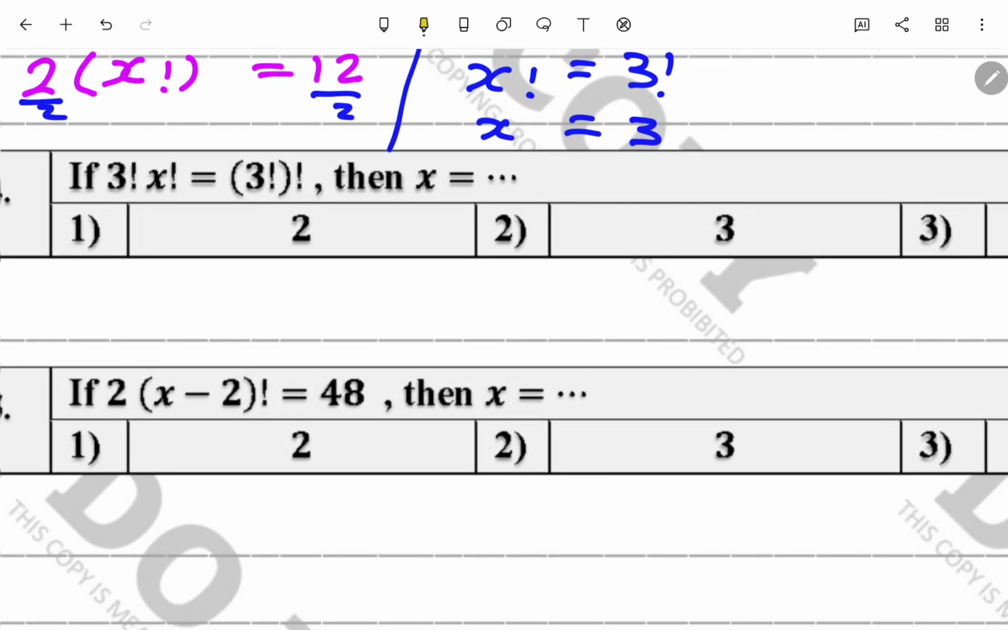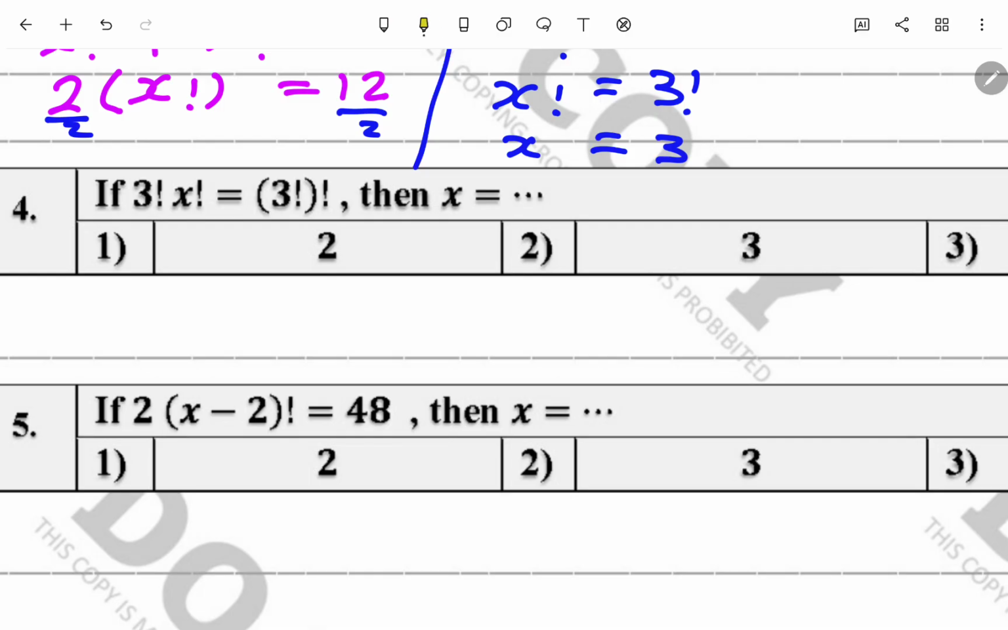In number 4, if we have x! times 3! equals 3! and another factorial outside the bracket, then he is asking to get the value of x. It's better for you to evaluate these factorials, not to divide them or expand them. So 3! here will give you 6 times x! equals, and 3! inside will give you 6, and we still have another factorial outside. That means I have x! here equals 6! over 6.